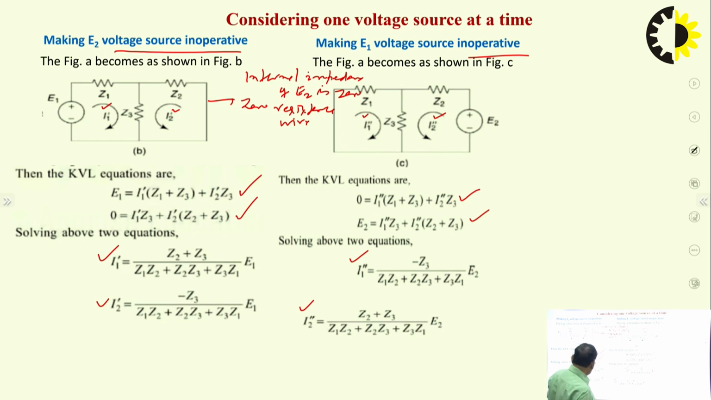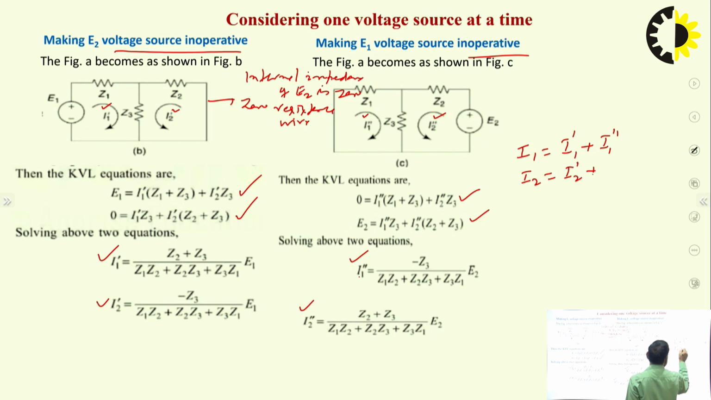Now, this I1 dash is due to E1, this I2 dash is due to E1, and this I1 double dash is due to E2, and I2 double dash is also due to E2. So, now if we are able to prove that I1 is equal to I1 dash plus I1 double dash, then the theorem is verified.